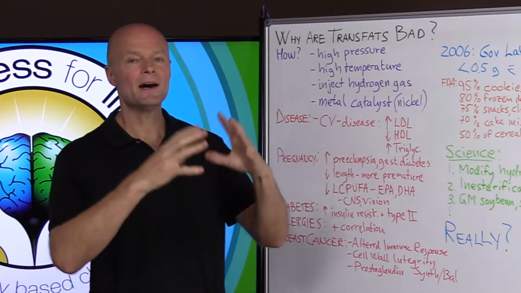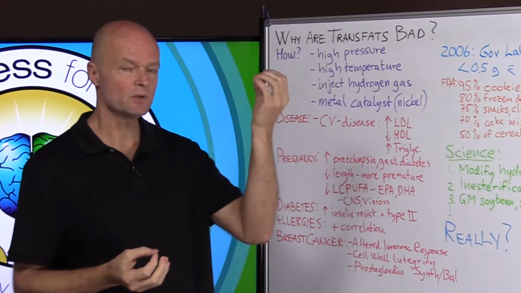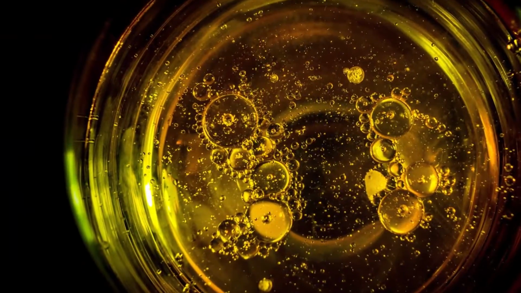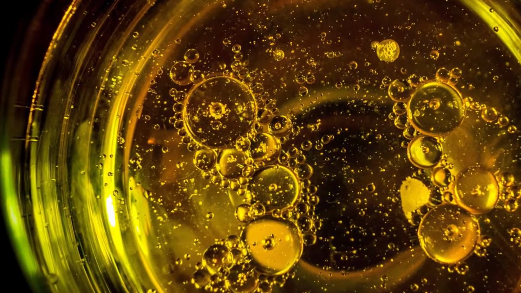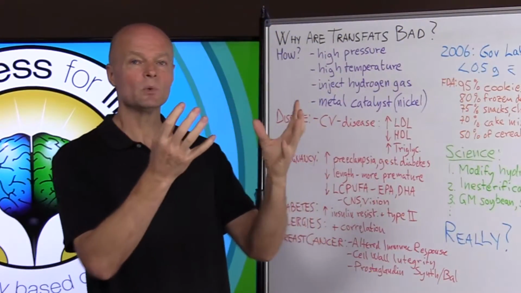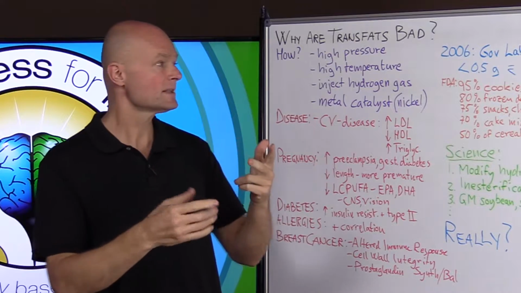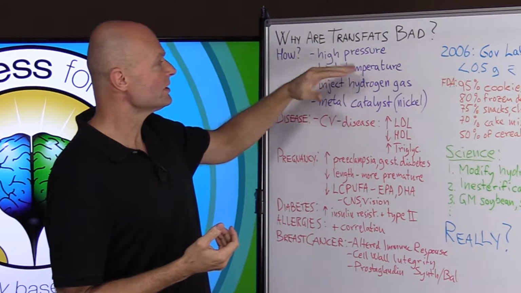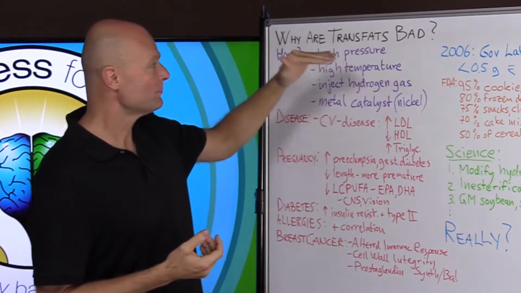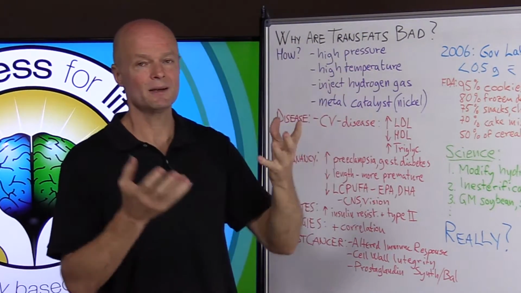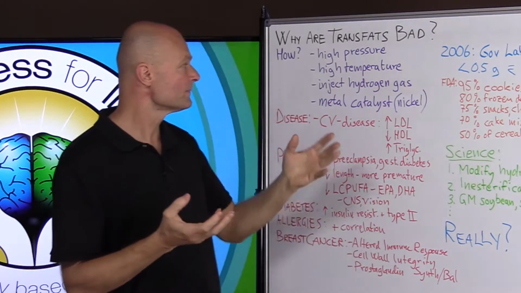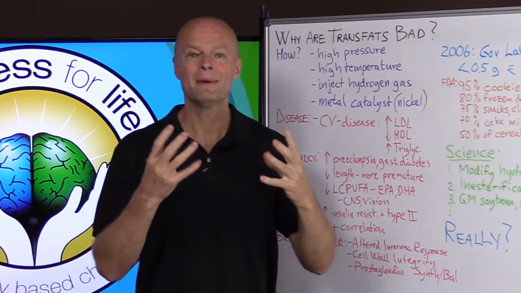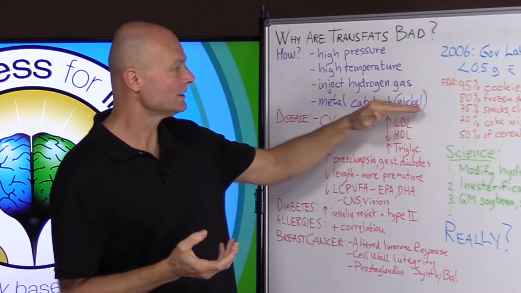Well, it's a very unnatural process. They start with a liquid oil that has already been processed from soybeans or safflower or canola or something to make it liquid and tasteless and odorless. But then they add high pressure, they add high temperature, and these are very, very high pressures and temperatures. And we know high temperatures destroy oils. Then they inject hydrogen gas in the presence of a metal catalyst, such as nickel.